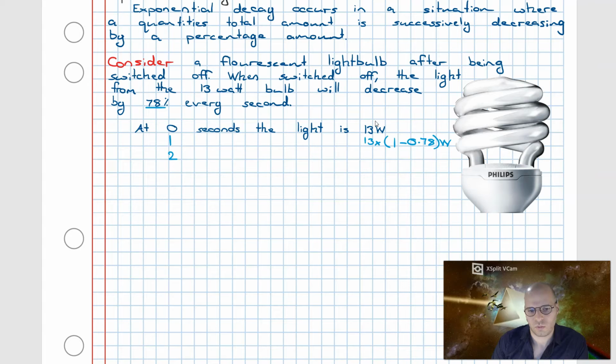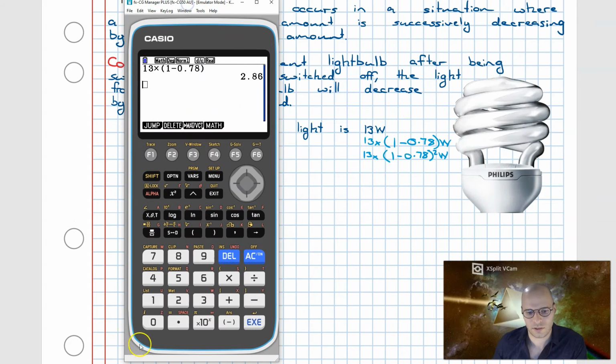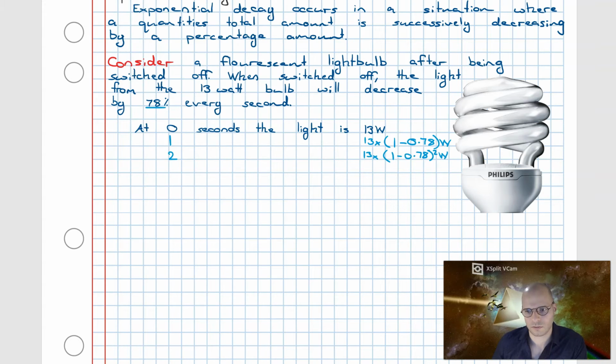Now, the light coming from this bulb is going to decay at a successive rate. So once we hit 2 seconds, another 78% is going to be wiped off the bulb. So we're going to go 13 multiplied by 1 take 0.78 squared, so you multiply by 0.78 once again. Putting this on a calculator, this will look like 13 times 1 minus 0.78, 1 minus 0.78, like so. Or you can just write it as squared, same answer. Following the trend, at 3 seconds it's going to decay even further. It's going to be cubed.